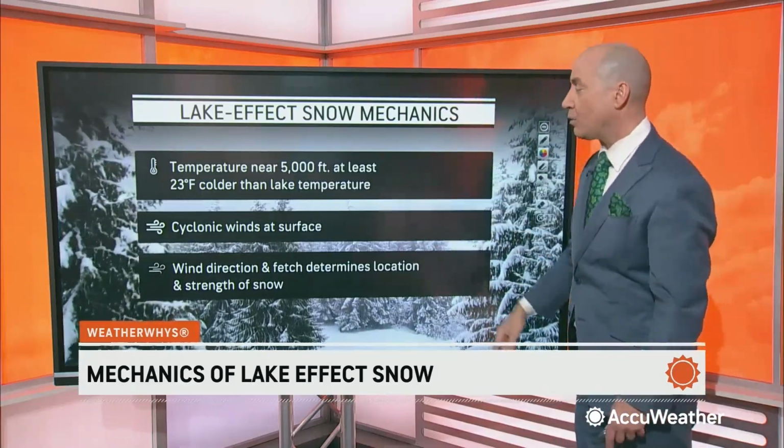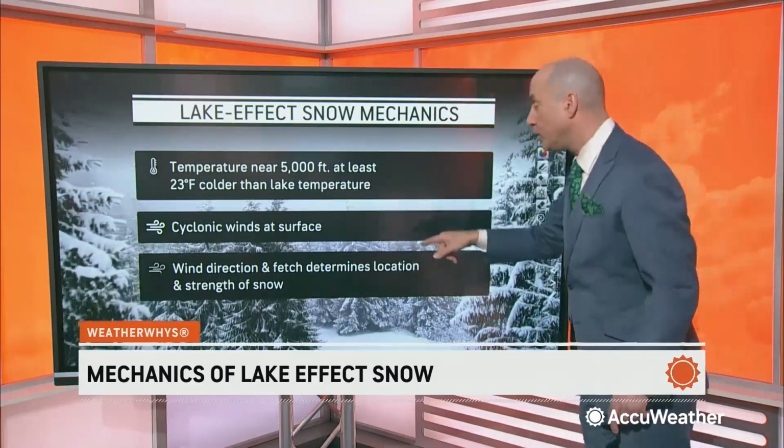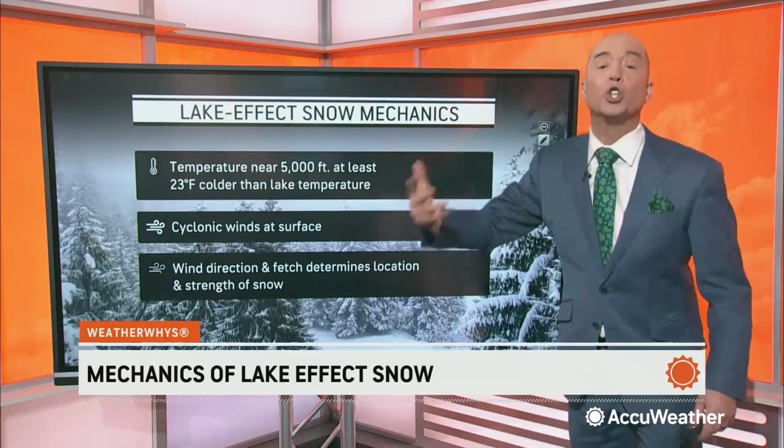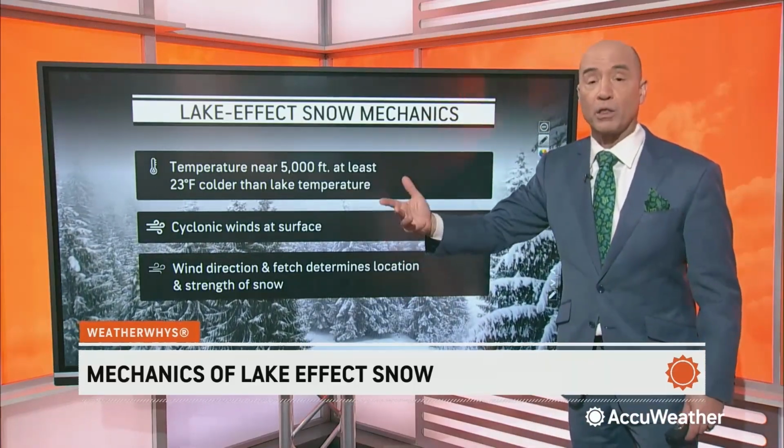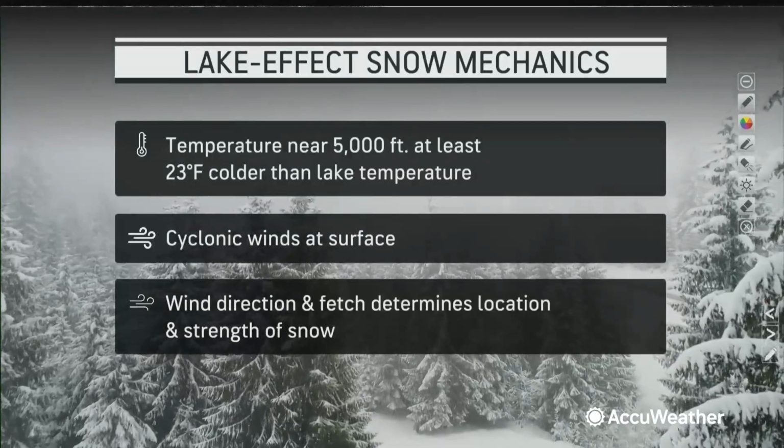You need cyclonic winds at the surface. I'll explain. Wind direction and the fetch of that water determines the location and the strength of the snow. What in the world am I talking about, cyclonic curvature?